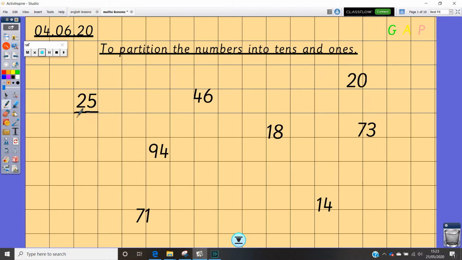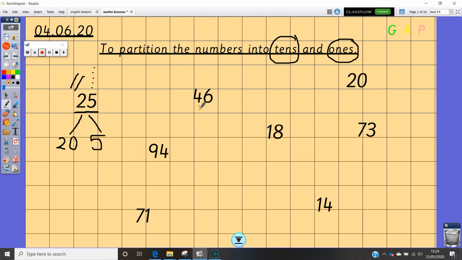This number here is the number 25, and we are going to partition it into tens and ones. Okay, so that means we need to split our number. How many tens have we got? We've got two tens, and the value of those two tens is actually 20, because if I was to draw my two tens, I would have 10, 20. And then the value of my ones is 5. So 1, 2, 3, 4, 5. So then to partition my number, I would end up with 20 and 5. That is how we go about partitioning.